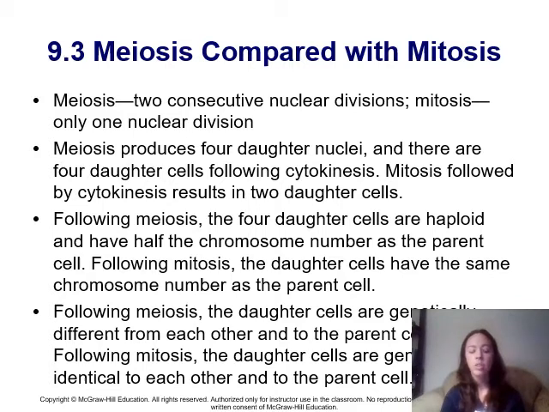Following meiosis, the 4 daughter cells are now haploid, since they contain only half the amount of chromosomes as the parent cell. Mitosis, on the other hand, is going to contain the exact same amount of chromosomes as the parent cell, and is also going to be identical to the parent cell. Following meiosis, the 4 daughter cells will be genetically different from one another, but the daughter cells resulting from mitosis are going to be genetically identical to each other.